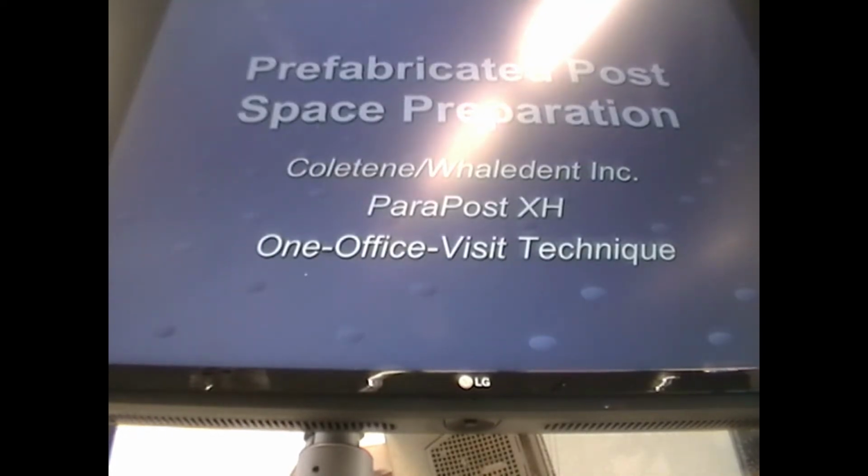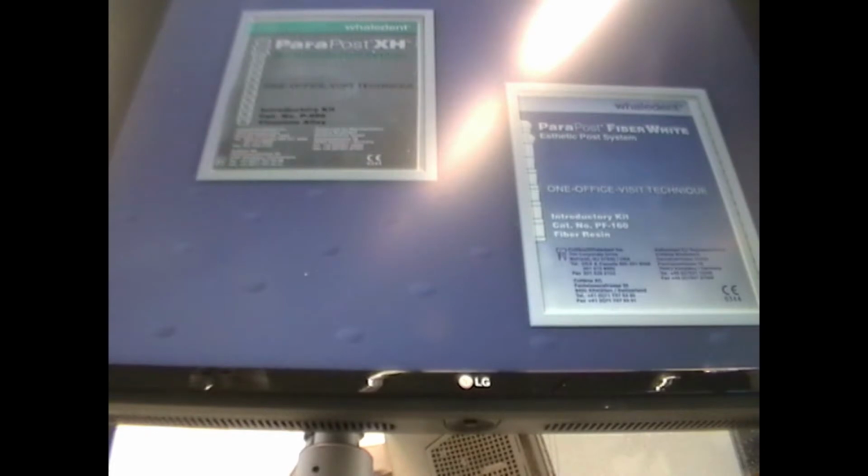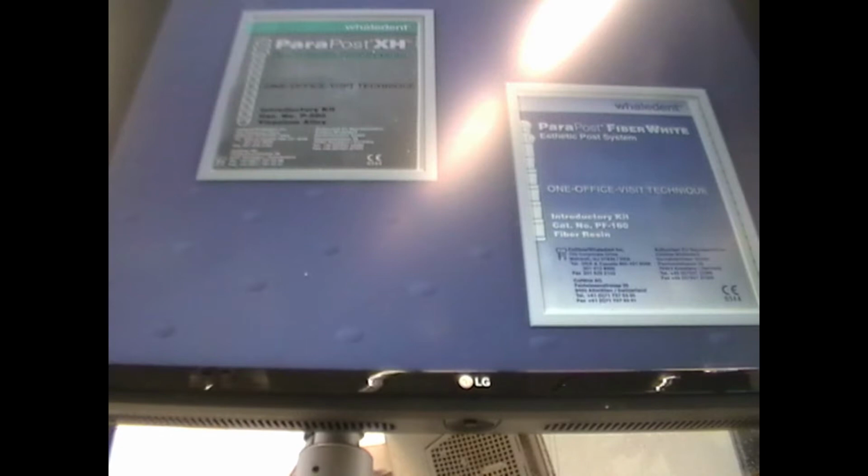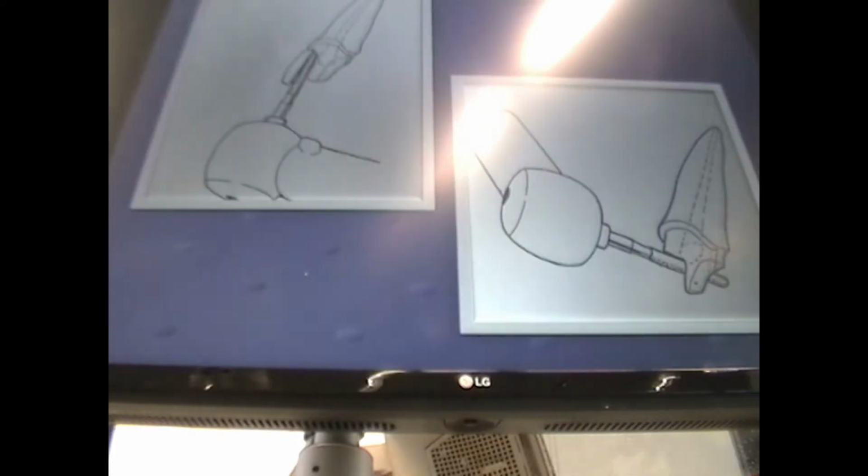Alright, at the school, they have prefabricated posts. They're made by Colteen Whaledent. I think they're headquartered in Akron, Ohio. And it's called the Parapost system. It's a one-visit office technique. And this is what the packages look like. There are titanium alloy posts that are cemented into the root. There are ceramic posts. Here are the Parapost fiber white, and there are stainless steel posts.